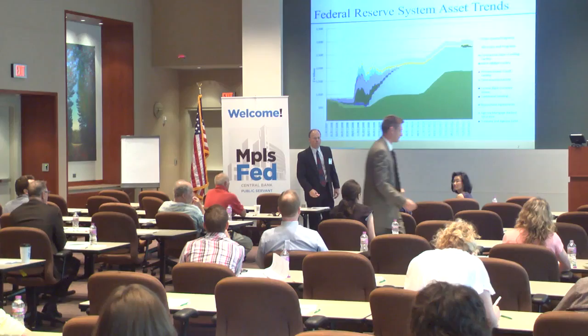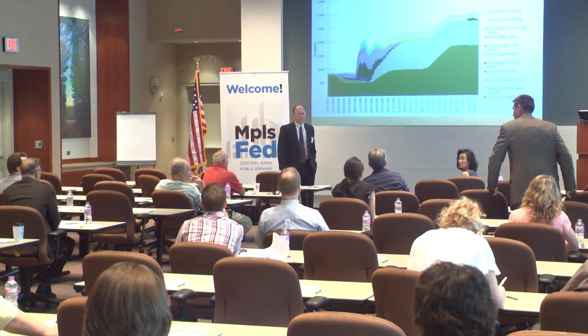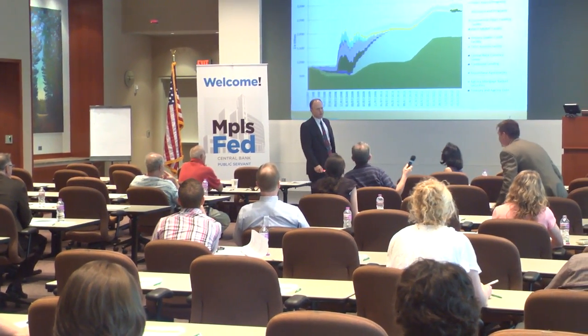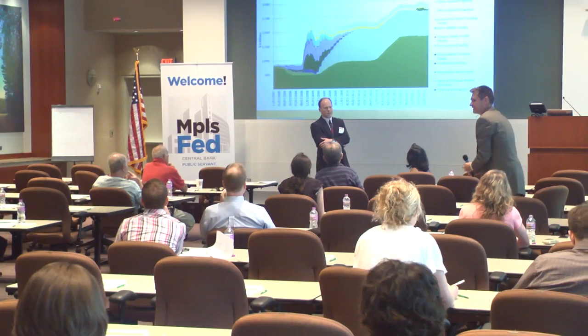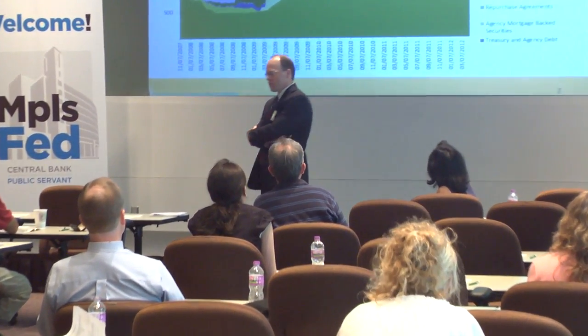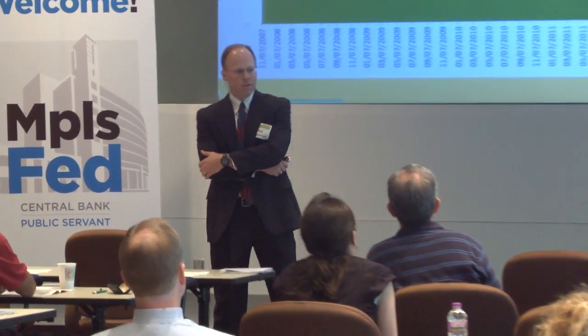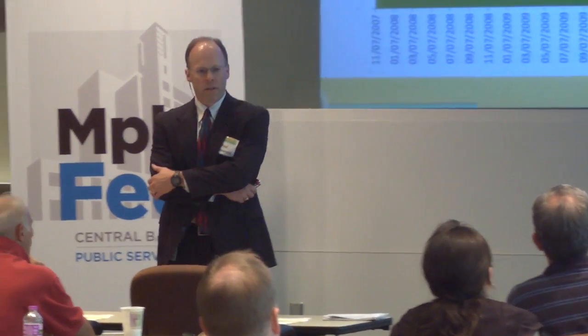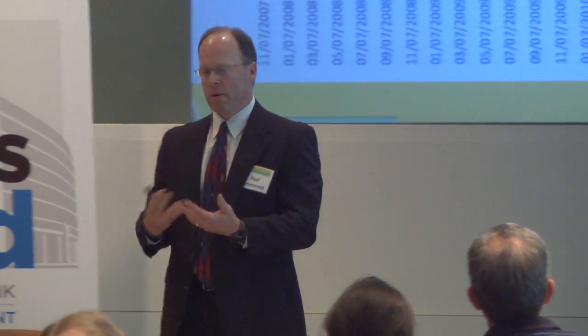So where did the cash come from to buy these assets? Great question. Well, we're the central bank. We control the money supply. We, in essence, just purchase them. When we buy them, we basically create money. So we're increasing the money in circulation.